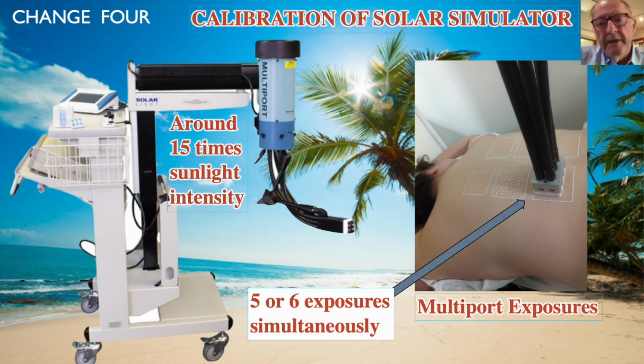Change 4 is to give much more detail in the standard about how the instrument is calibrated in relation to applying the light in an even way. This is particularly important for solar simulators which have a function of being able to expose through what we call multi-ports, so 5 or 6 simultaneous exposures. We can now say that we have a specification that makes sure the instrument is controlled in a way that application is even.